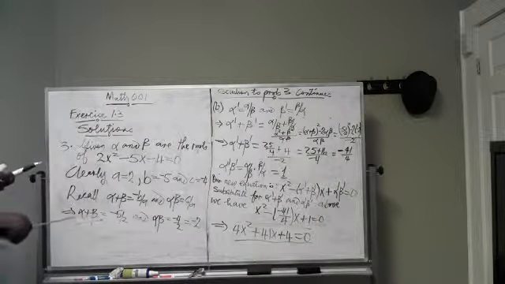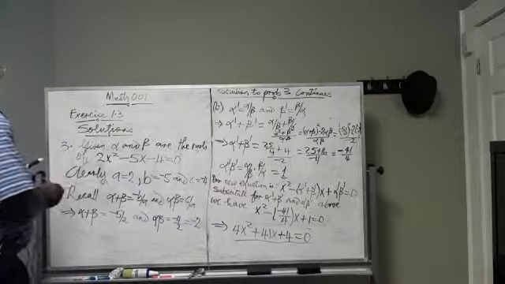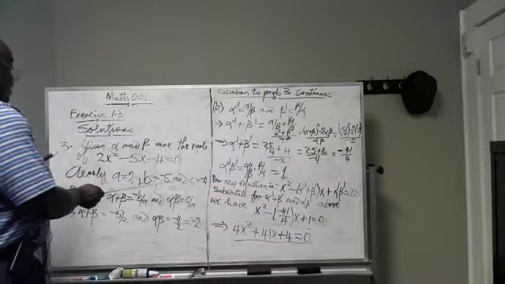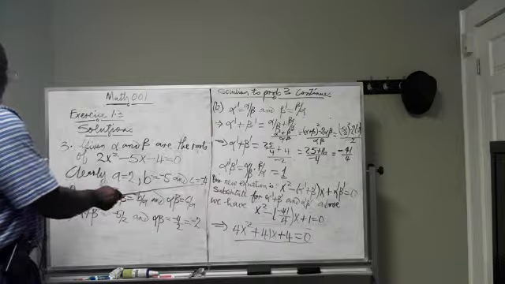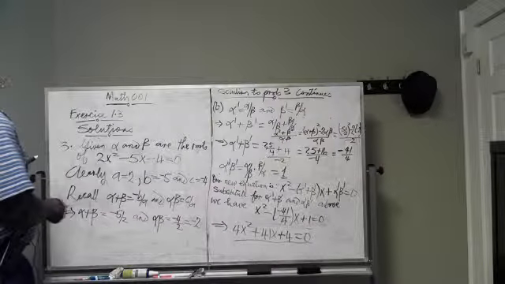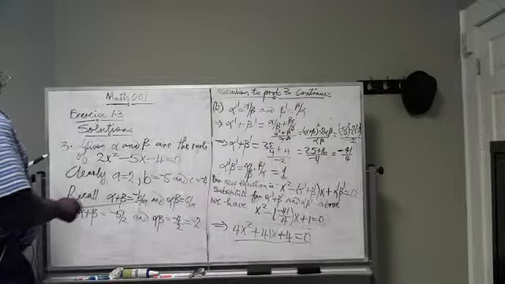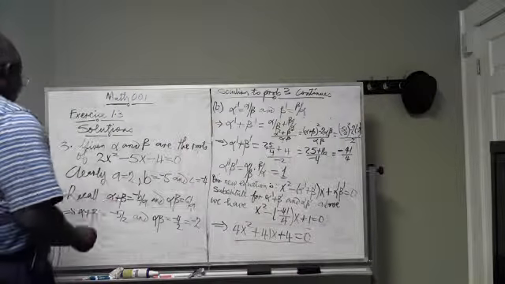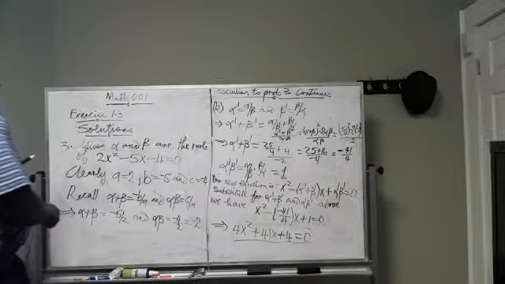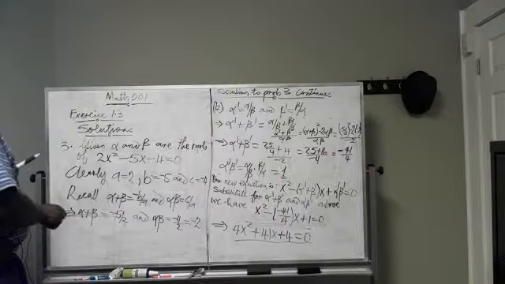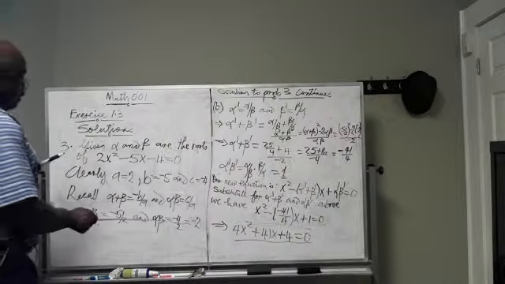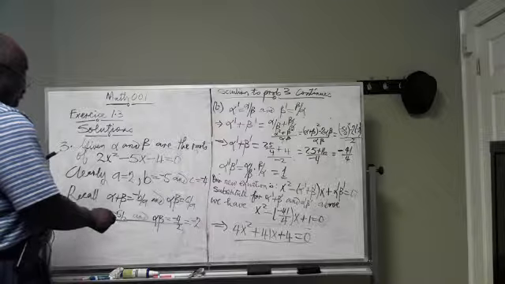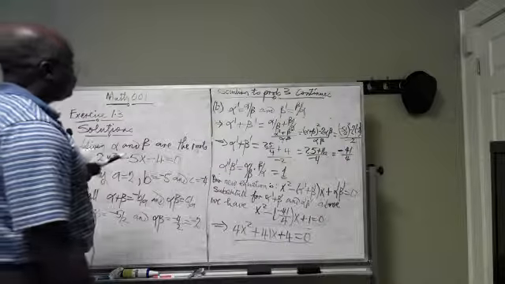We know clearly from here that A equals 2, B equals minus 5, and C equals minus 4. We recall that alpha plus beta equals minus B over A, and alpha beta equals C over A, which implies alpha plus beta equals minus 5 over 2, and alpha beta equals minus 4 over 2, which is equal to minus 2.